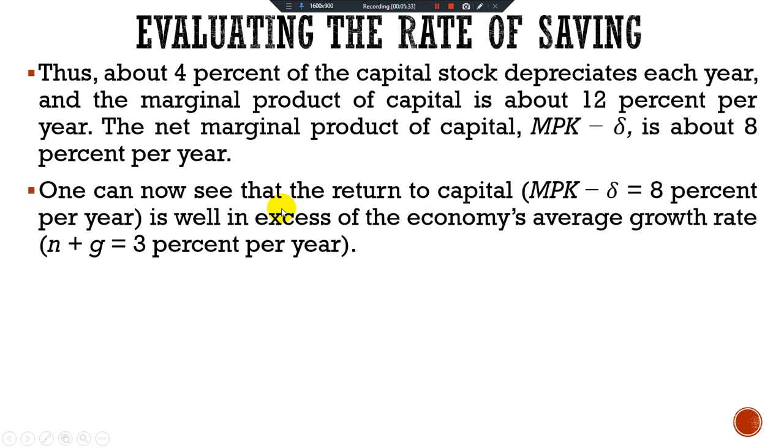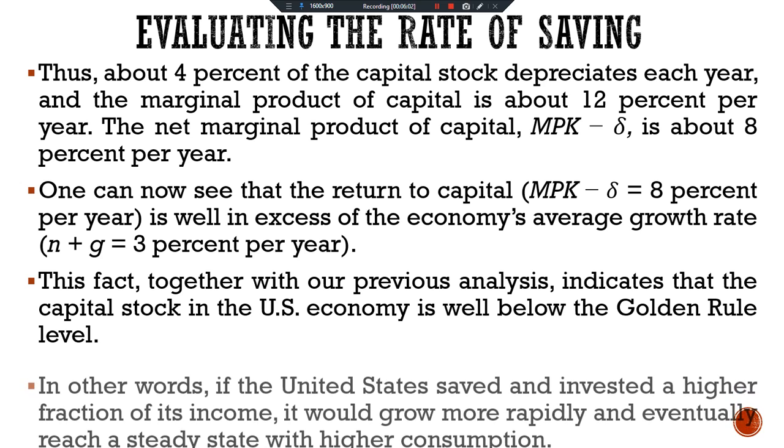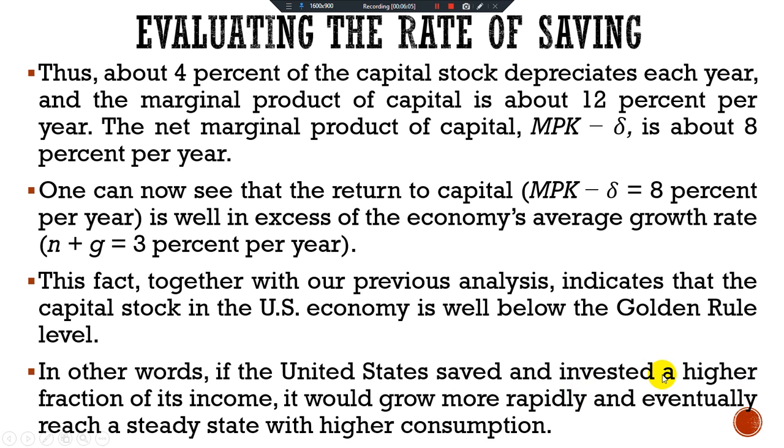We can now see that the return to capital, MPK minus delta, equal to 8% per year, is well in excess of the economy's average growth rate, that is n plus g equal to 3% per year. This fact, together with our previous analysis, indicates that the capital stock in the US economy is well below the golden rule level. In other words, if the United States saved and invested a higher fraction of its income, it would grow more rapidly and eventually reach a steady state with higher consumption.